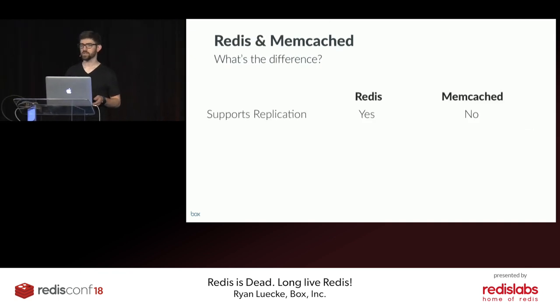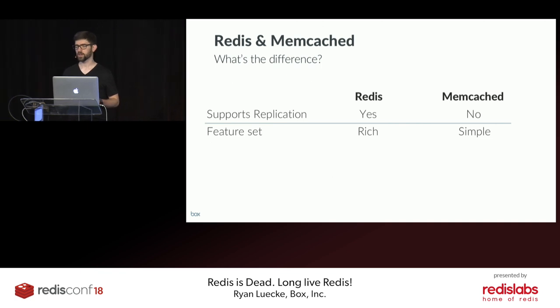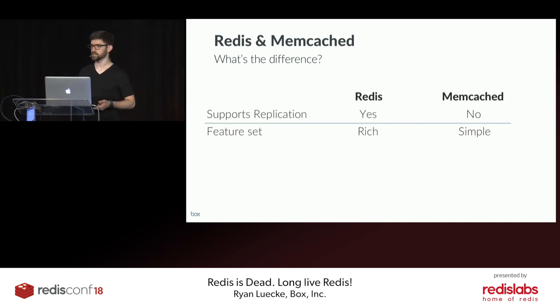And with Redis, you have the ability to replicate from node to node. Memcached has no such option. A little bit more detail about the differences. Redis has a much richer feature set. Not only can it do the simple get, set, and delete that Memcached can do, it can also do a lot more interesting and complex data structures like sorted sets, bit fields, and more.